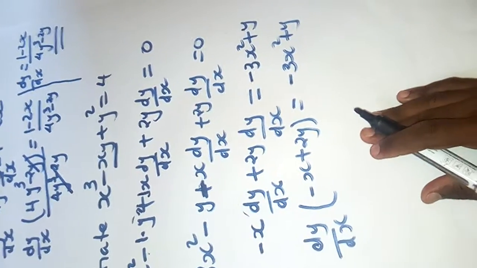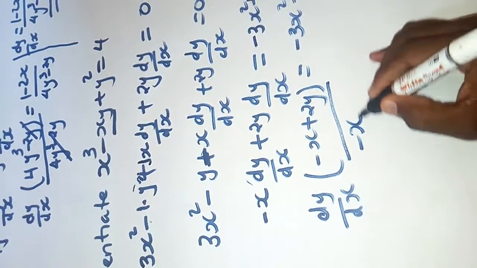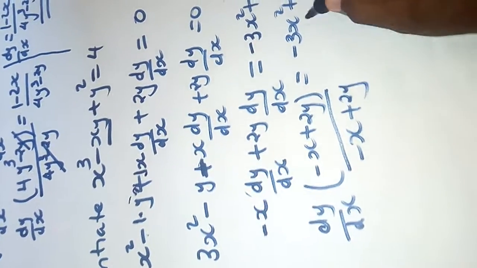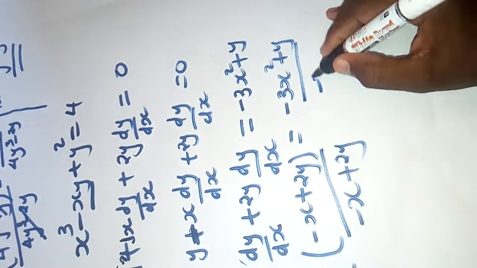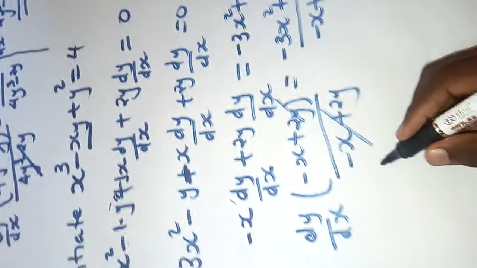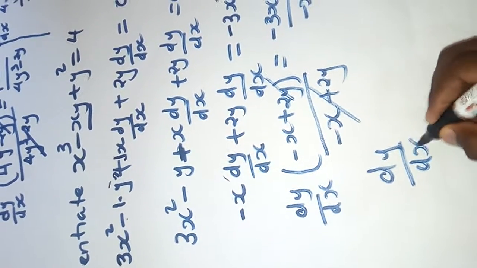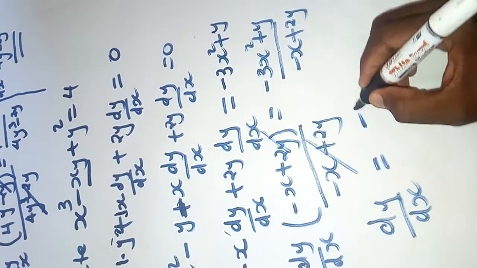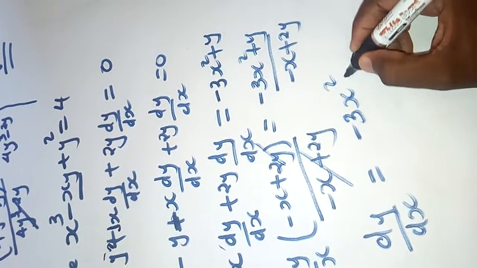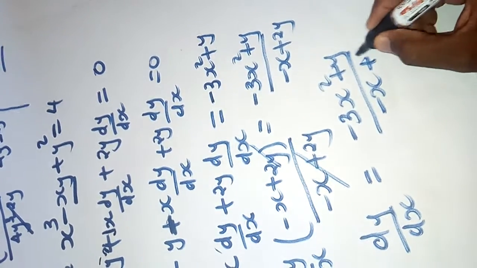So for us to leave dy dx on the left side, we divide by negative x plus 2y on both sides. This will cancel. Therefore, the derivative of the function will be dy dx is equal to negative 3x squared plus y over negative x plus 2y.